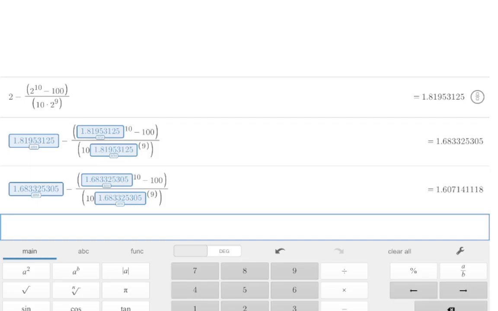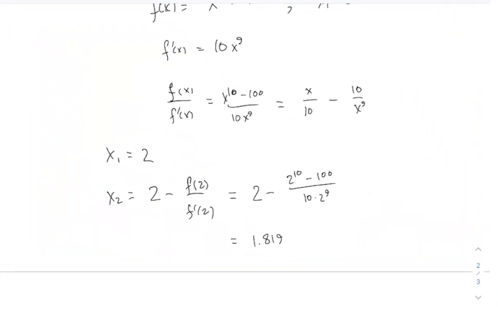And I got 1.607. All right, I guess this now is x4, right? The first one was x1. That was my guess, and then I just did 3 more. In this case, I did a few more here ahead of time. I'll just tell you what I got.